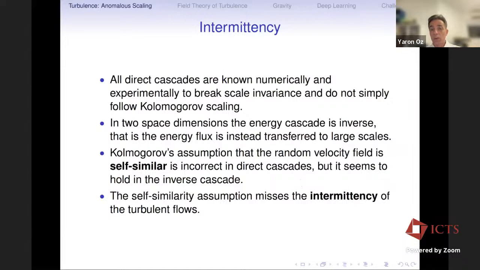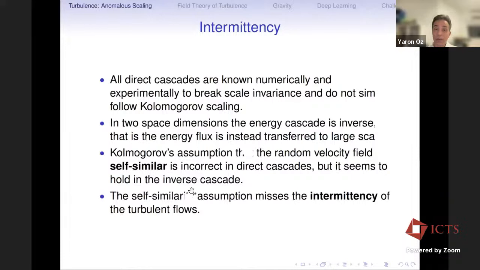Now, we also know what was actually incorrect in the assumptions of Kolmogorov. He assumed self-similarity, the scaling invariance, and direct cascades break it. And the thing that breaks it is called intermittency. So what is intermittency? This is a schematic picture of the Cantor function. What happens is that if you have a scale invariant or self-similar function, if I zoom in the UV in different places, I'm going to see the same structure.